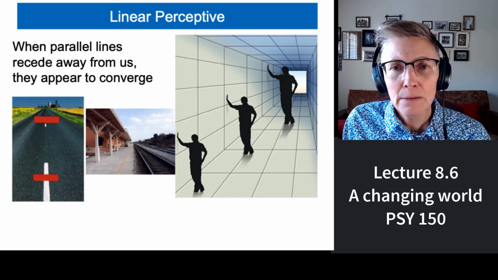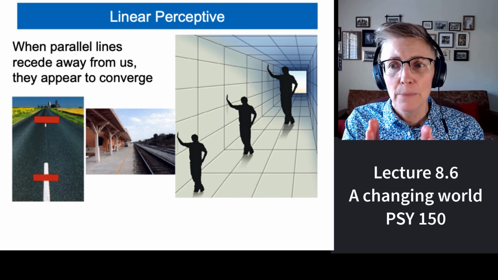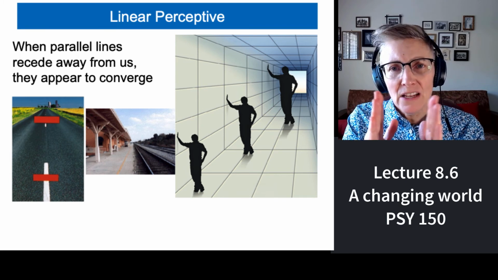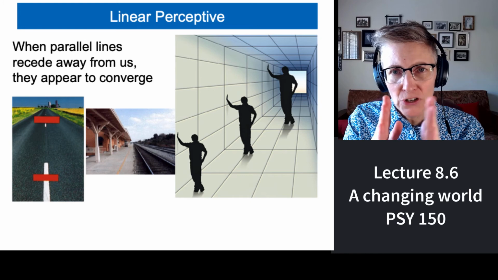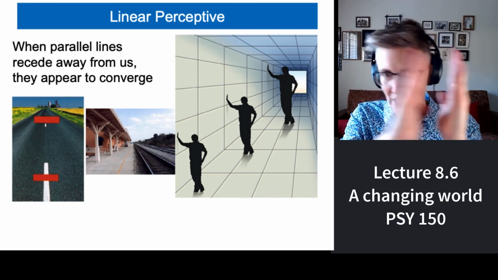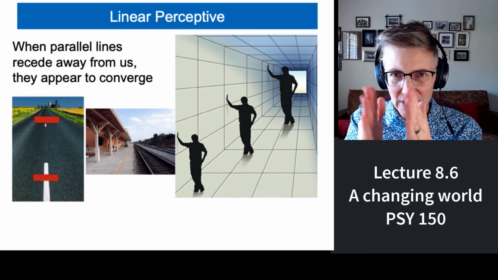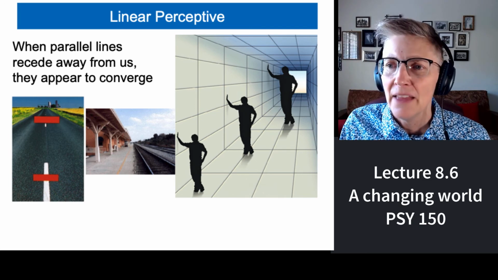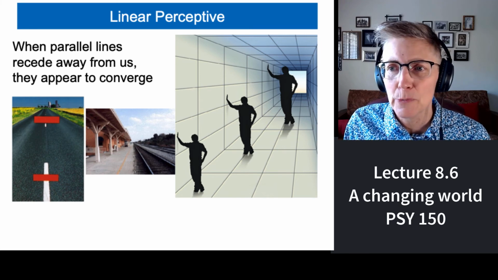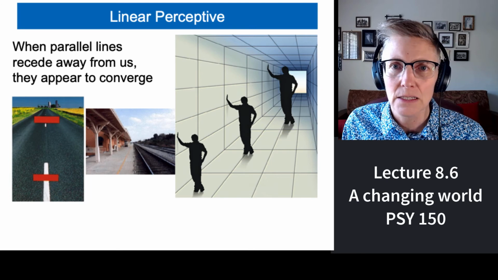A symbol of depth that we use a lot is 2 parallel lines, and we interpret the convergence of those lines. The lines appear, 2 parallel lines, if you paint them a long way out, far away from us in depth, they appear to converge. That convergence is called linear perspective, and it's something that we use to maintain size constancy.